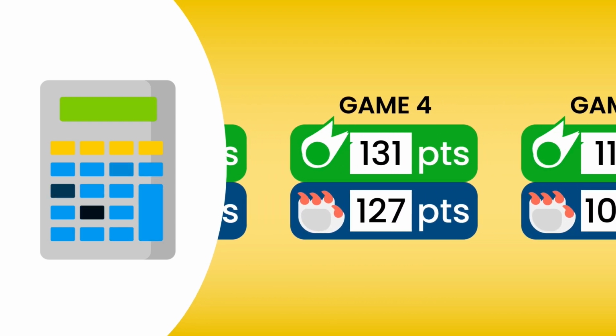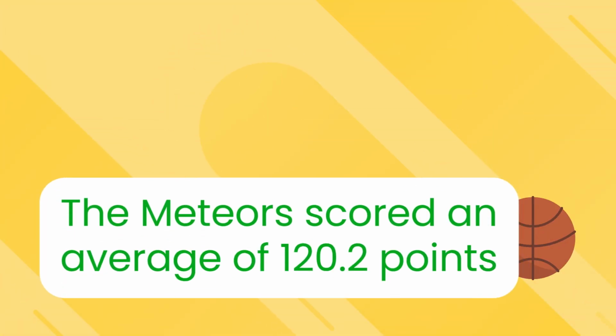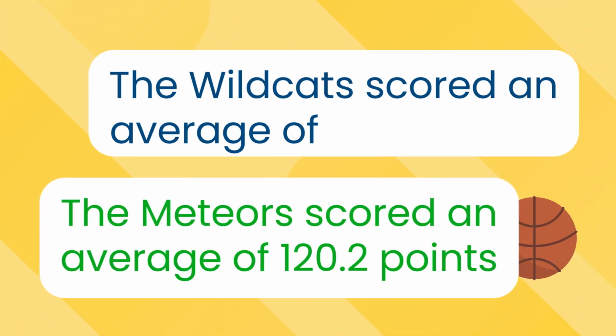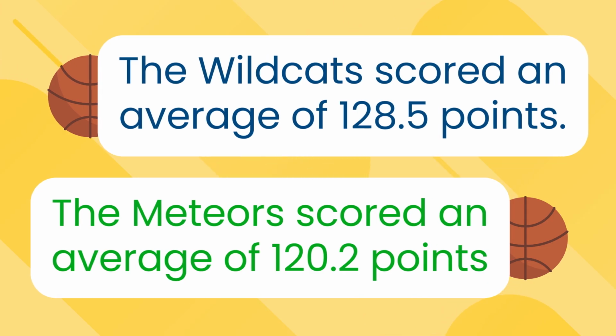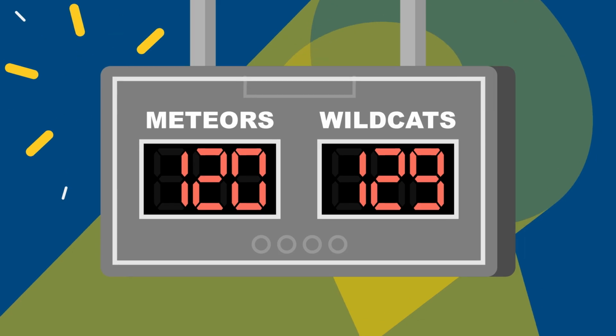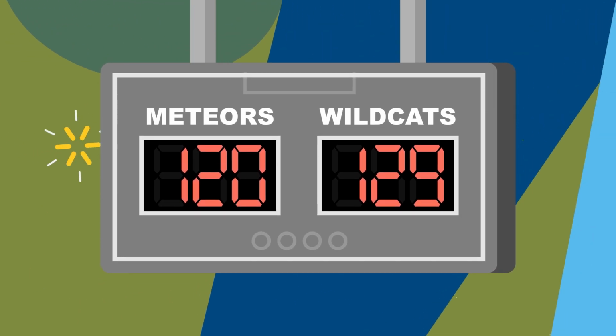If we look at all the games they went head-to-head on this season, we see that the Meteors scored an average of 120.2 points, and the Wildcats scored an average of 128.5 points. Rounding these numbers, you'd predict that in the next game, the Meteors would score around 120 points, and the Wildcats would score about 129 points.